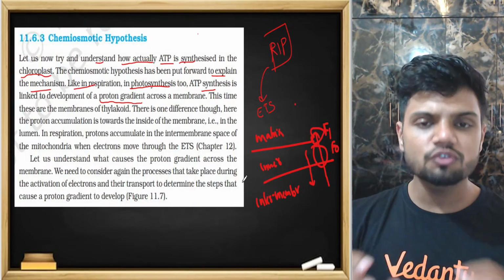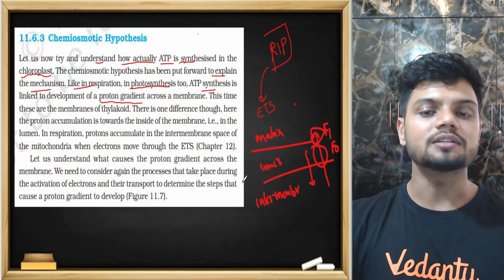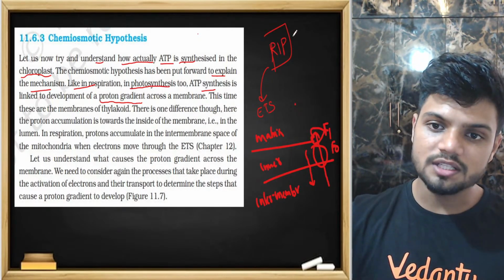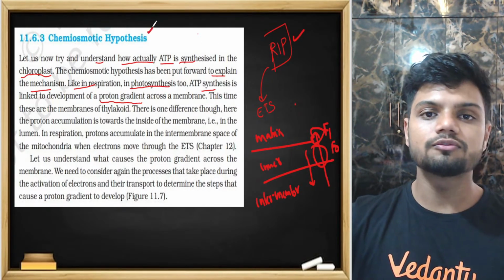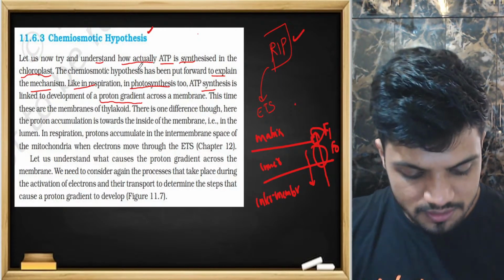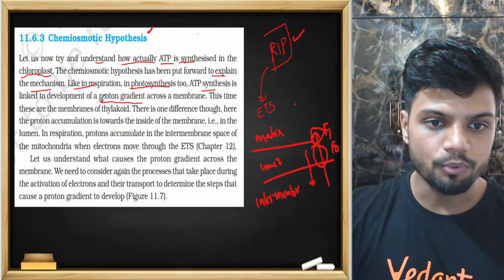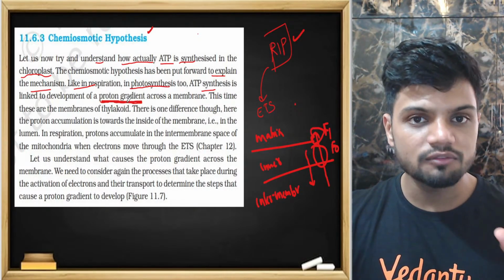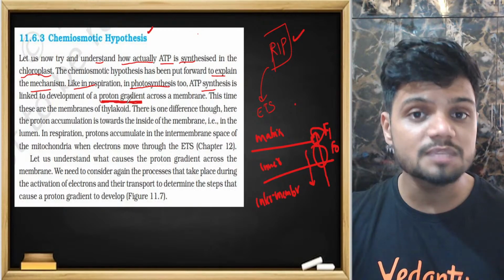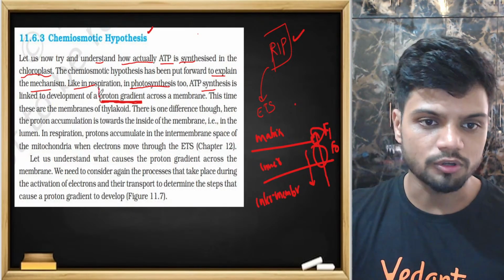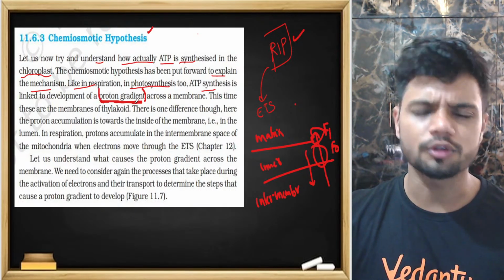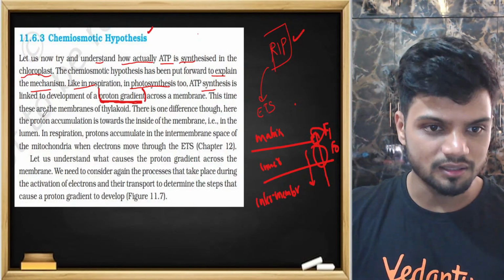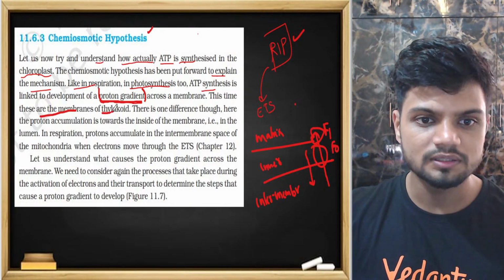But right now, the only thing you should know is that there is a similarity between how ATP is made in both respiration and photosynthesis. What is the similarity? The similarity is the proton gradient. In both cases, the basic principle behind ATP formation is the proton gradient. I will teach you right now what the proton gradient is, don't worry. It is across the membrane, and this time, it is the membrane of the thylakoid.